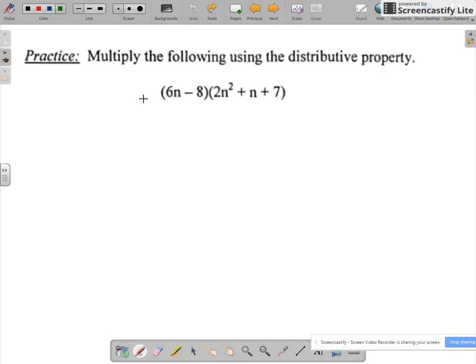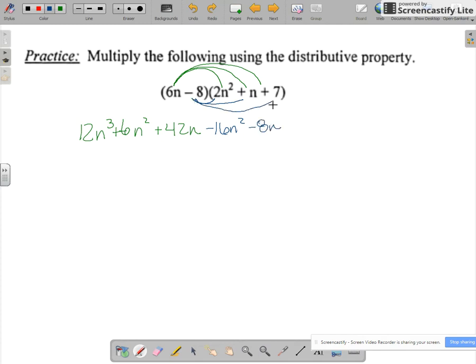Okay, so now that you have tried this on your own, we'll go over this. I will show you both the distributive property and the box method for this one. So 6n times 2n squared is 12n cubed. 6n times n is 6n squared. 6n times 7 is 42n. And then we move to our negative 8. So negative 8 times 2n squared gives us negative 16n squared. Negative 8 times n gives us negative 8n. And negative 8 times 7 gives us negative 56.